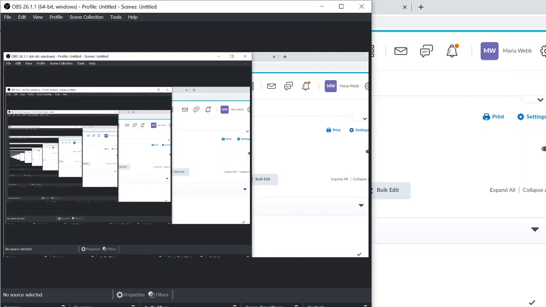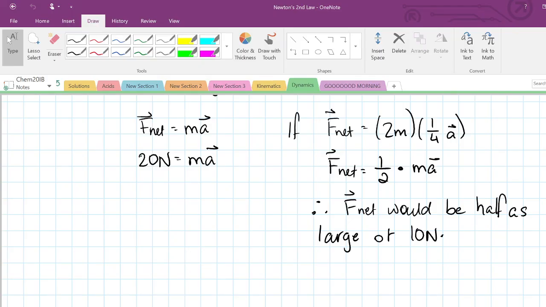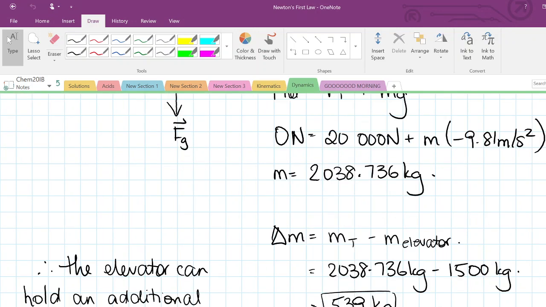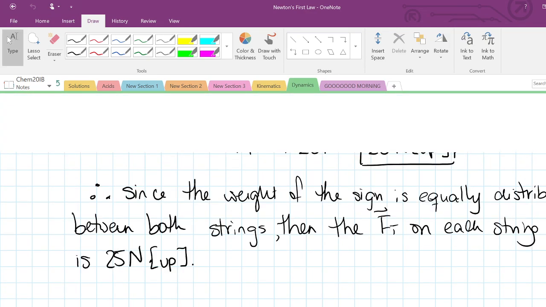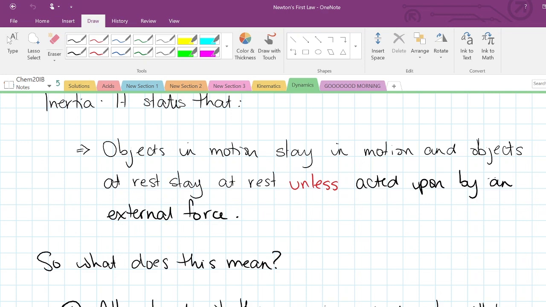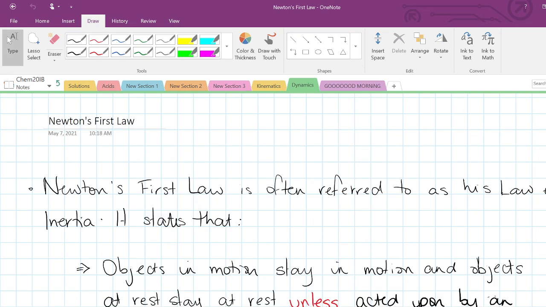Hi guys, welcome back. I wanted to chat with you for a little bit today about Newton's first law. We introduced this the last time we were together, and we chatted about how Newton's first law is his law of inertia. And essentially, it looks at objects that are moving at a uniform rate. So their acceleration is equal to 0 meters per second squared.